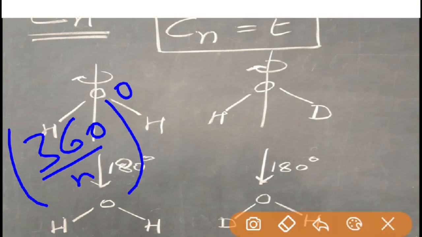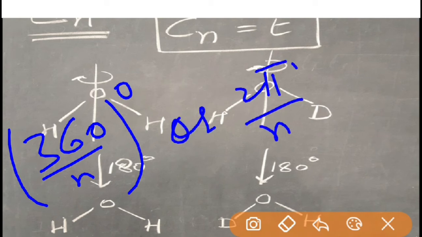Either you can say 360 by n degrees, or I can write it down similarly as 2 pi upon n, one and the same thing, right? So you can say it that way. So what is a Cn axis? It's an n-fold rotation which denotes a rotation particularly, and we have to rotate the molecule through an angle of this particular value, that is 360 upon n degree.